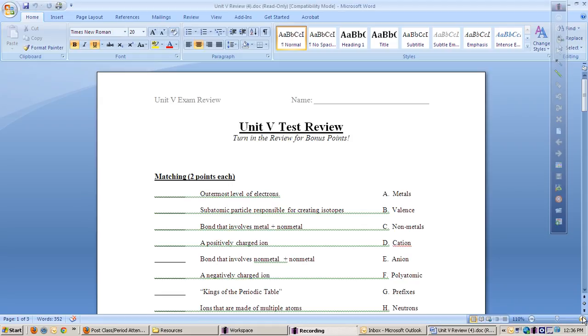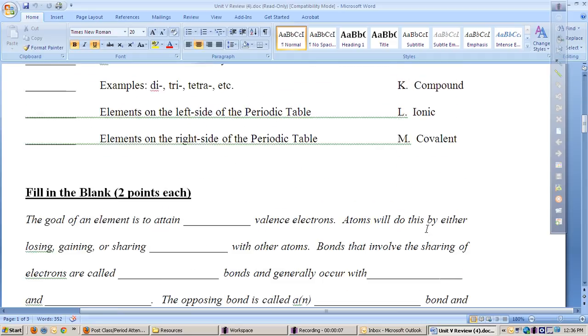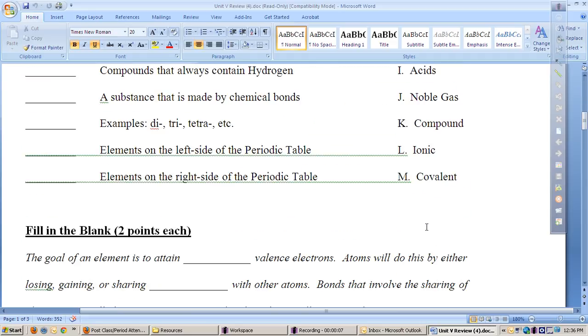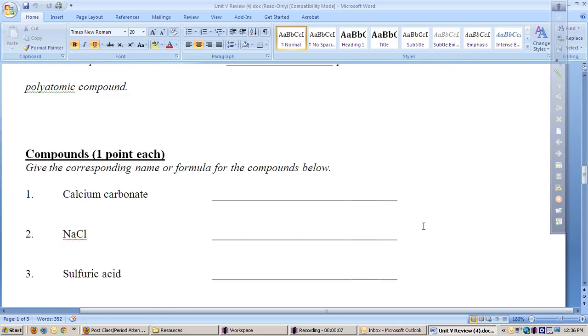Alright, this is the chemistry review for the Unit 5 test on bonding and naming bonds. I'm skipping over the fill in the blank and the matching part. You guys can do that yourselves. The main thing I'm worried about is this part up here.